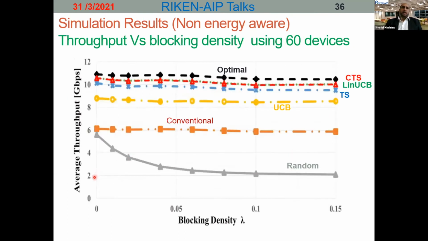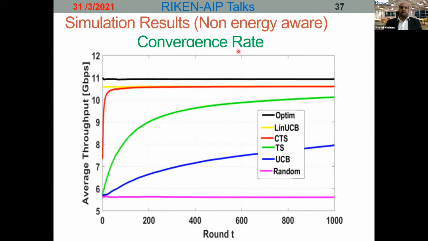Also, the average throughput against the blocking density at 60 devices was checked. As the blocking increased, the throughput decreased. And the contextual bandit also gives near-optimal results and larger than the non-contextual bandit, which means a good effect of Wi-Fi information. This is the convergence rate of average throughput or average reward against the rounds. The contextual bandits have faster convergence than the non-contextual one.